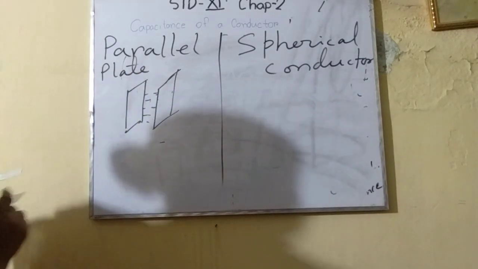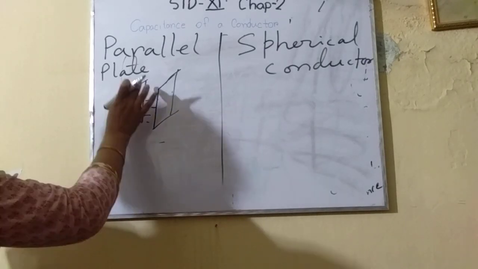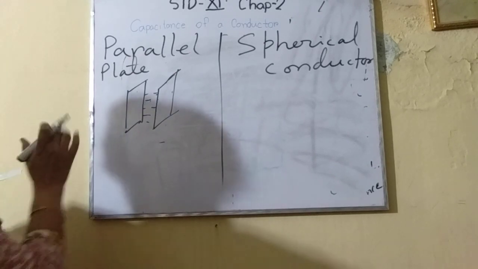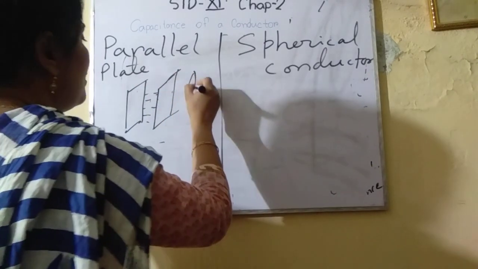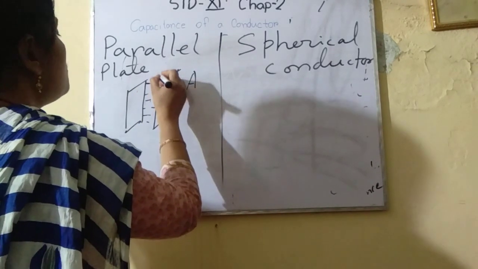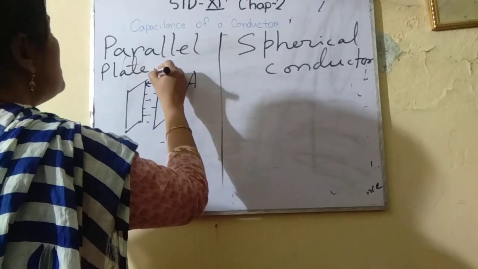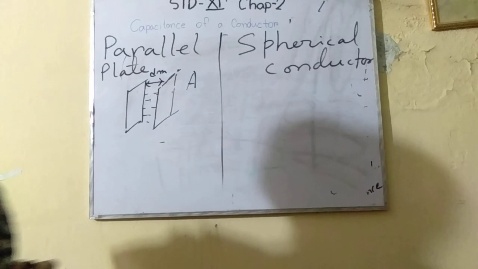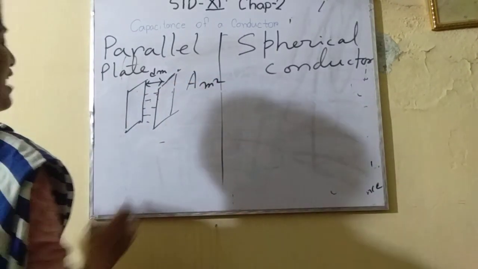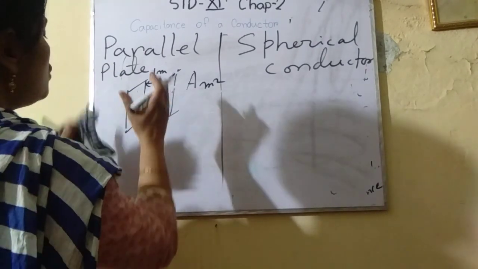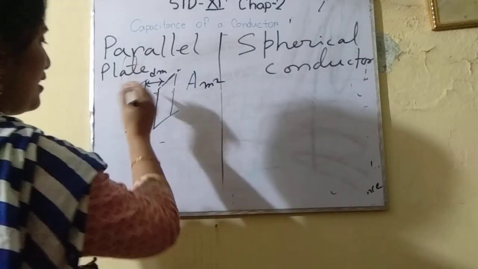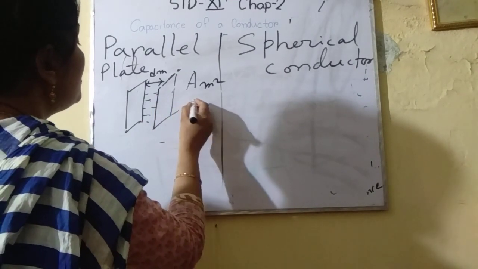Parallel plate. In a parallel plate capacitor, two metal plates are placed parallel to each other. The area of each plate will be A. The distance between the two plates is d meter, and the area is what? A square meter. And you know, between the two plates there is some insulating material. So the permittivity of that insulating material is what?